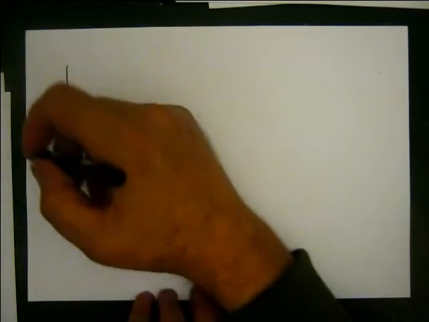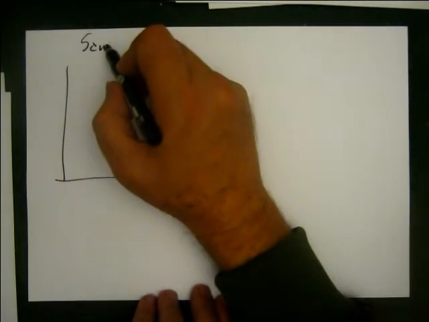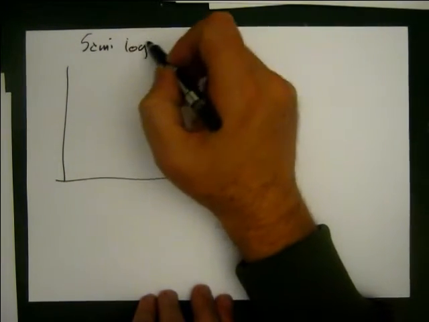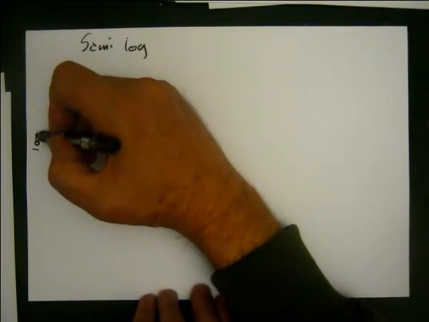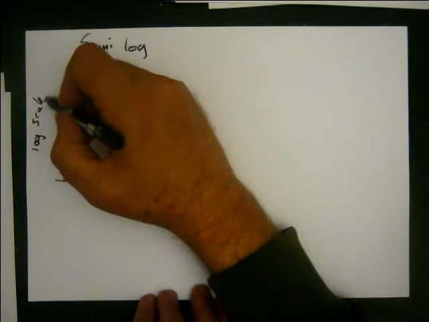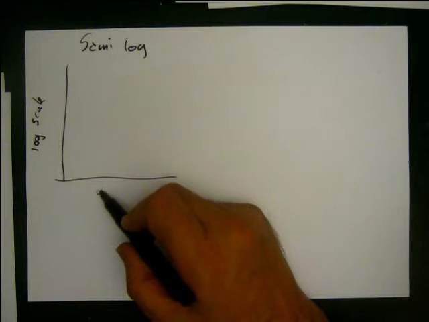Other places that we use logs is when we're graphing. We get 2 types of graphs. We get a semi-log graph, where this is a log scale, and this is an ordinary scale.